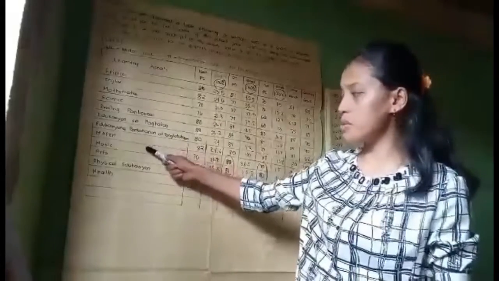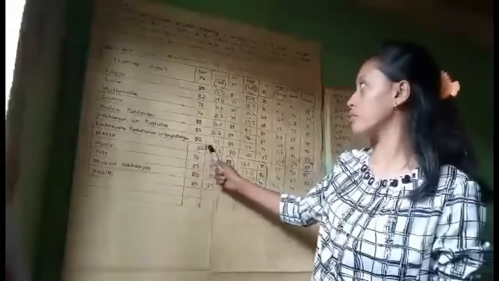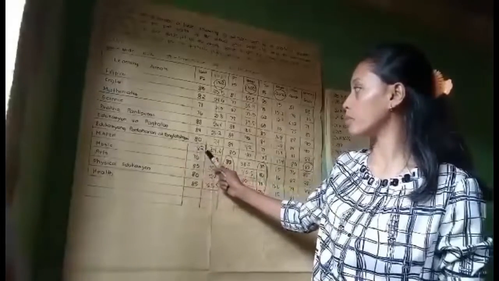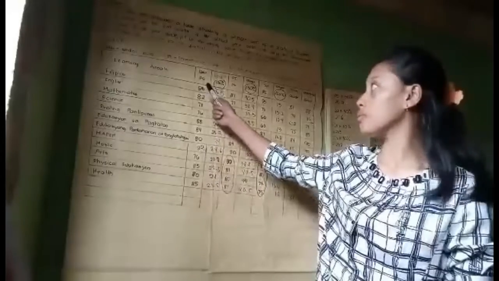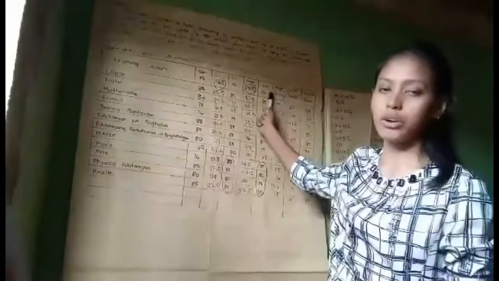Question: What is Paulo's composite grade in MAPEH? How did you find it? So, Paulo's grade in MAPEH would be 87. I found it by adding the music, art, physical education, and health. That's why I get the answer of Paulo's MAPEH grade, with the percentage score of written work, performance tasks, and quarterly assessment.